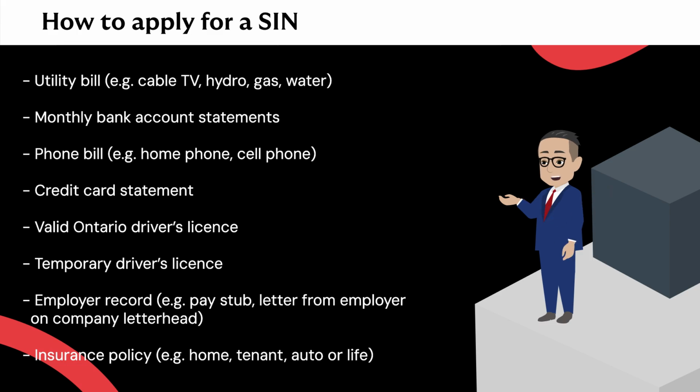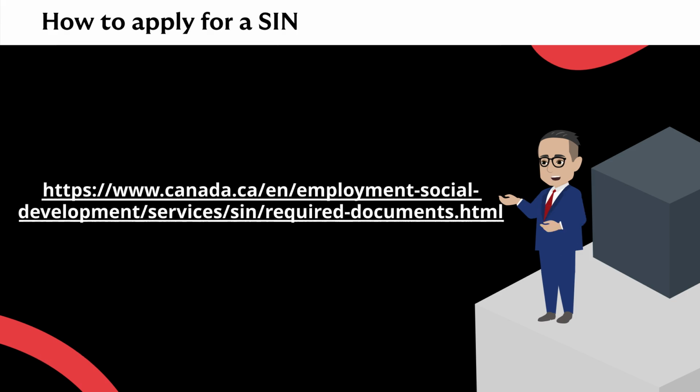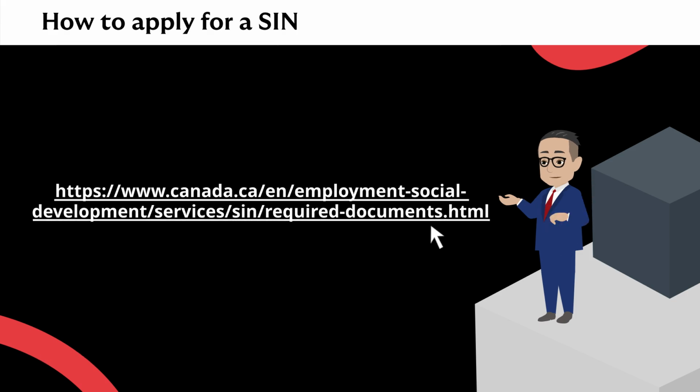Employer record: pay stub, letter from employer on company letterhead. Insurance policy: home, tenant, auto, or life. Your SIN will not be issued for longer than your study permit and/or work permit expiration dates. If the current name you are using is different than the name stated on your documents, you also need to upload an additional support document, which you can find at this address.